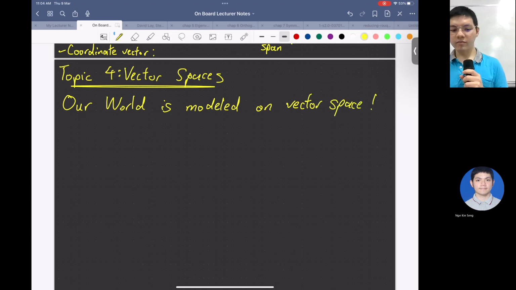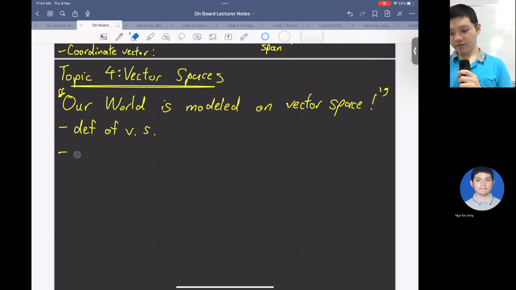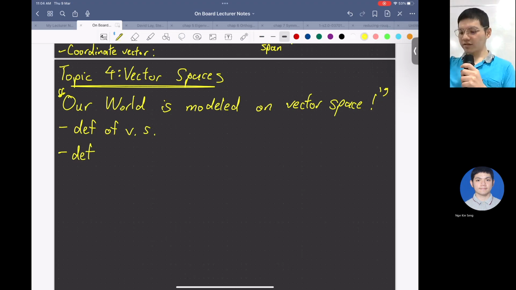We try to imitate this world as vector space. Okay, so this is the slogan. So similarly, we learn the definition of vector space. We also learn subspace also. It's kind of a repeat of what we do for Rn, because this is just a generalization of Rn.